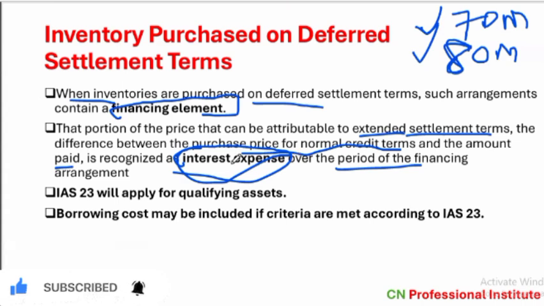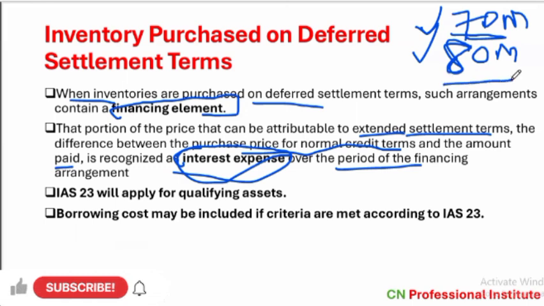That is the price for the normal term. So if you should buy it not on credit, how much will you pay? Are you following? How much will you pay? That is the price for the normal purchase, right? So we will record the 70 million in the books.